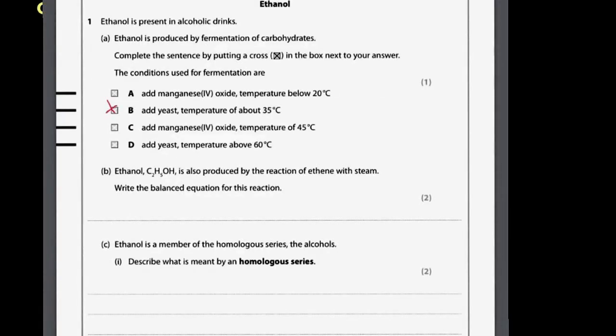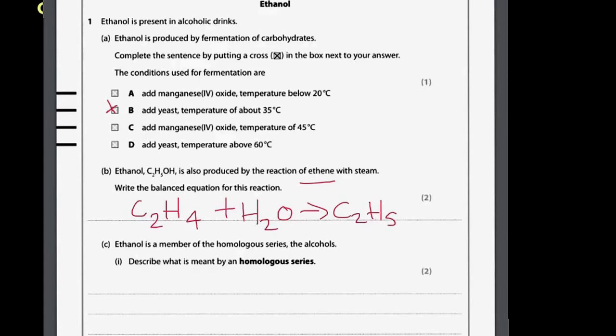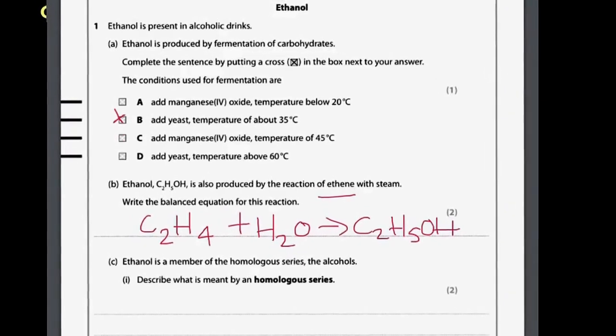So the next part, it says ethanol, C2H5OH, is also produced by a reaction of ethene with steam. Write the balanced equation for this reaction. So for this, we need to know that ethene is C2H4, and it's with steam, and we know steam is water, so plus H2O. And that makes, as it tells us, C2H5OH. And we make sure this is balanced, and we can see that it is.